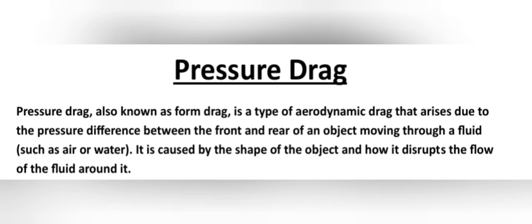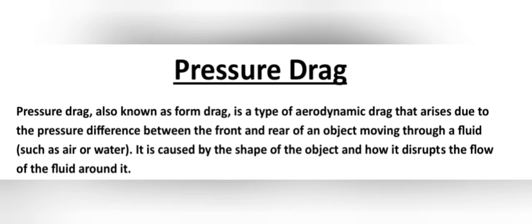So next is pressure drag. It is also known as form drag. It's a type of aerodynamic drag due to the pressure difference between the front and rear of an object moving through a fluid. For example, when a body is moving through a fluid, which could be air or water, consider an automobile. It will be moving through air, so the fluid will be air.